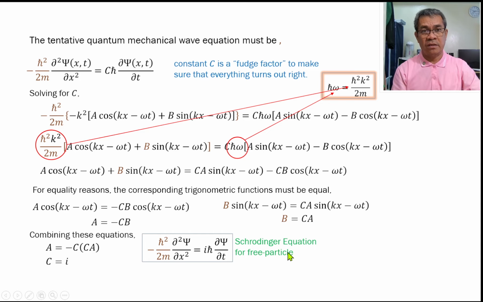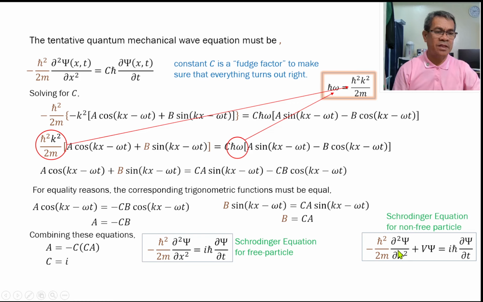Now, what will happen if we have a potential energy other than zero? Meaning, if it's not a free particle, what is the equivalent Schrodinger equation? Of course, very easy. Just add the term here. Take note, this is position dependent, so this is just equal to V times psi. So this is now the general form of the Schrodinger equation for a non-free particle. Negative h bar squared over 2m partial squared of psi with respect to x plus V psi is equal to i h bar partial psi with respect to time.